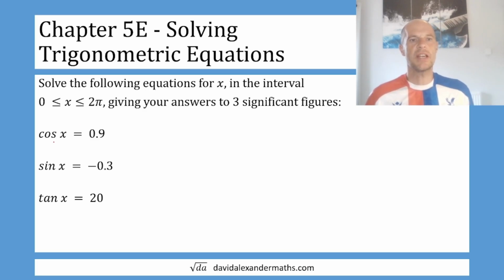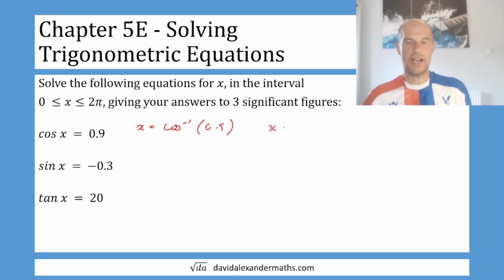Okay, so for the first one, if the cos of x is 0.9, then that means x is going to be the inverse cos of 0.9. So shift cos 0.9, therefore x is 0.451, to three significant figures.